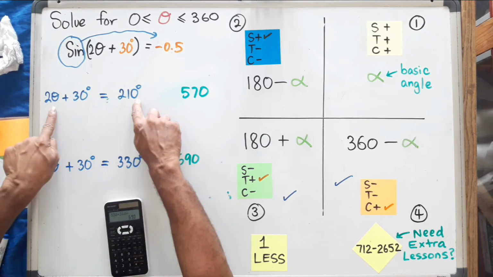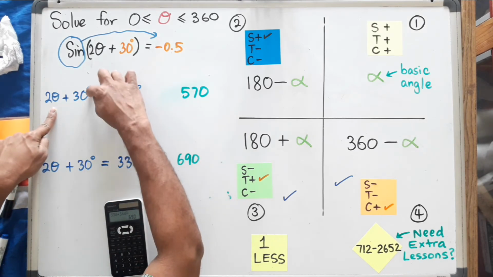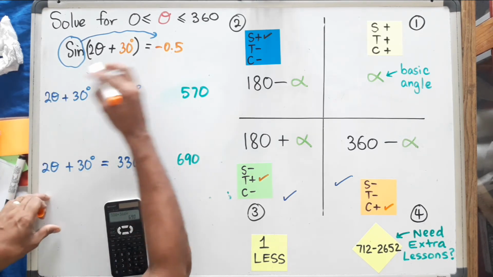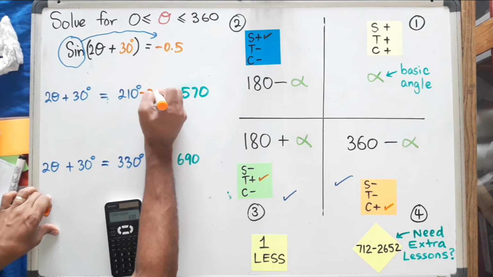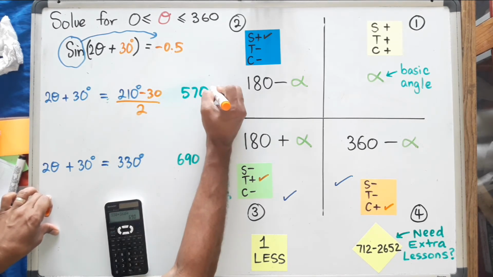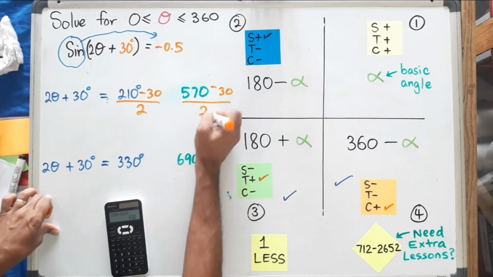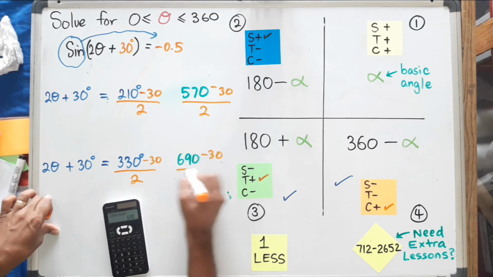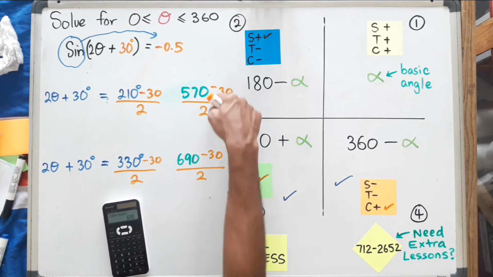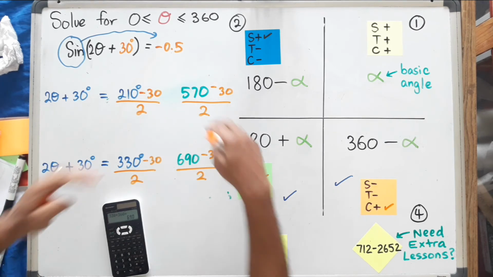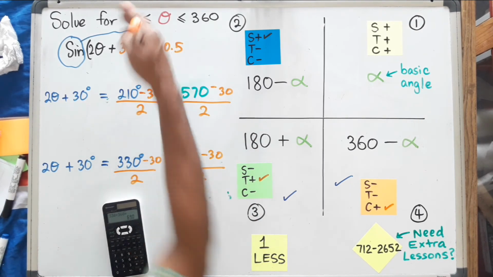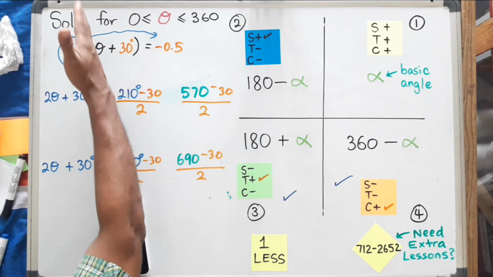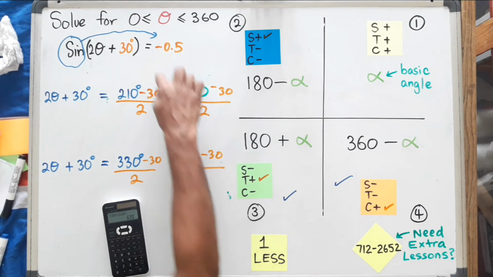To each of these answers, remember, we have to solve for theta. So for each of these answers, we have to minus 30 and divide it by 2. And when we simplify these, we'll get 4 answers. Only take the answers that fall between 0 and 360. Right? If any of them are smaller or bigger, just ignore them. Right? So I'm going to leave this part for you.